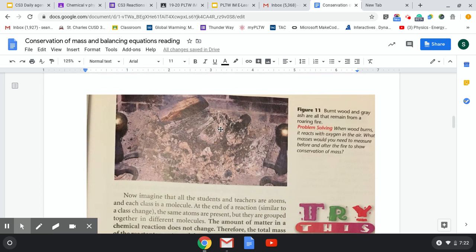We had a fire in a fireplace. We were throwing in pieces of wood that were real heavy, and at the very end, all we have is light powdery ash. Think of what happened to that mass. Where did that mass go? I'll let you think about that for about 20 or 30 seconds.